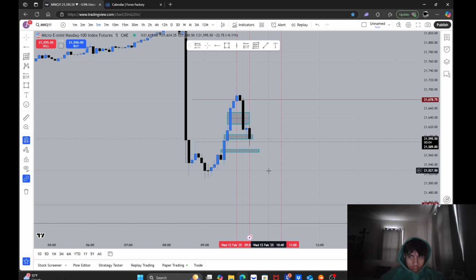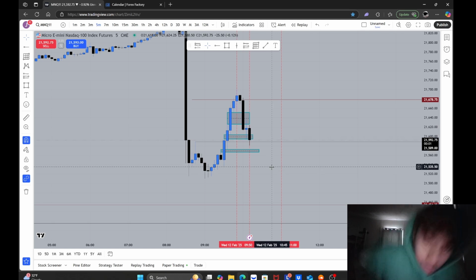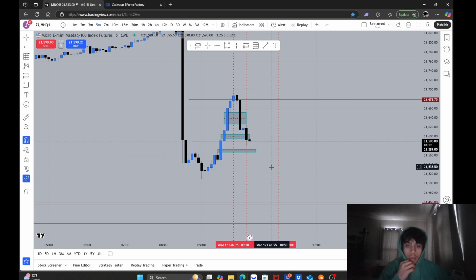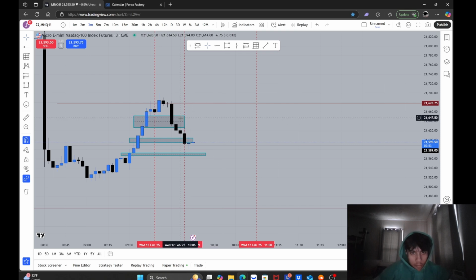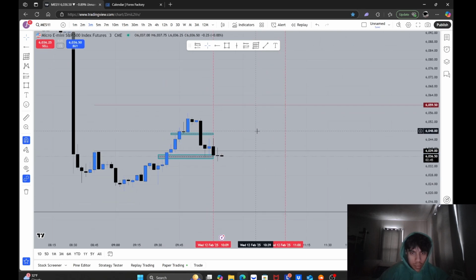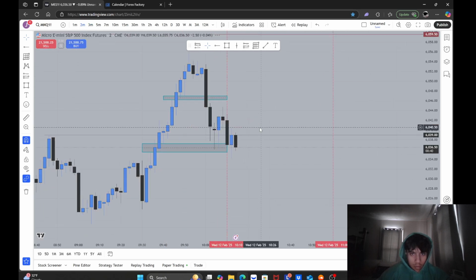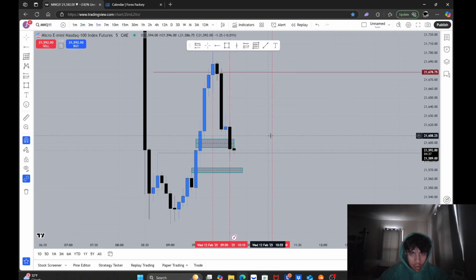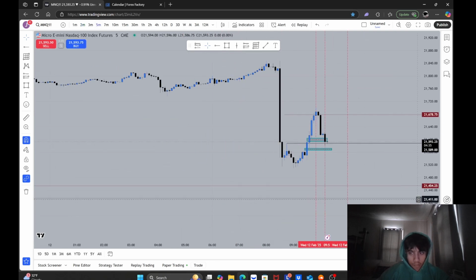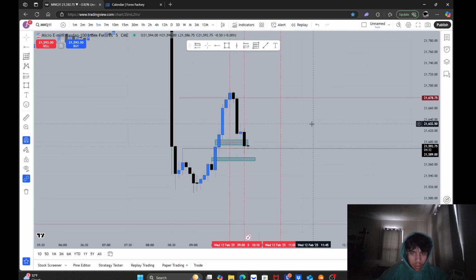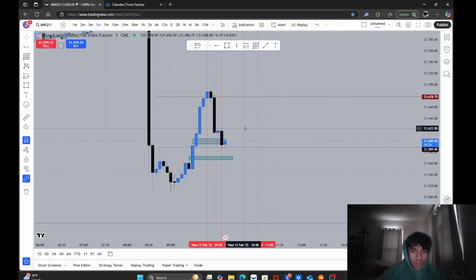Well, not yet. In 4 seconds, we'll see. Okay, we inverse that one as well. There's no sort of SMTs or anything either. I'm gonna wait this one out a little more before I even take a trade. It's already 10:15. I usually get off by 11, so we still got plenty of time.